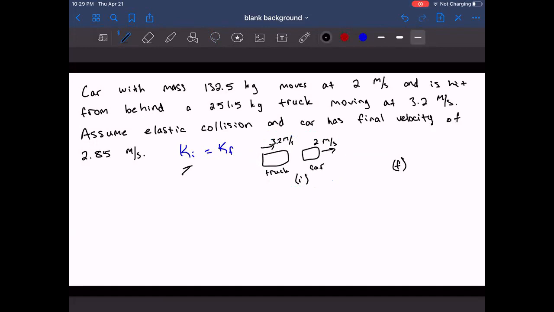This is the initial situation. We have two objects. We want the kinetic energy of the system, not just the kinetic energy of the truck, not just the kinetic energy of the car, but what is the system? And so how do I do that?